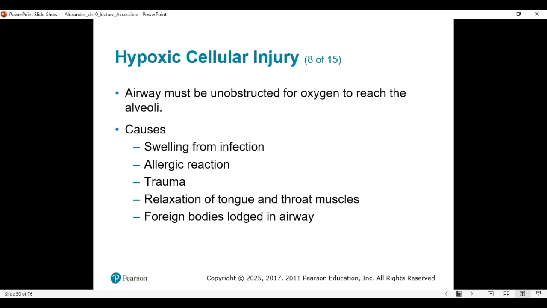The airway must be unobstructed for oxygen to reach the alveoli. What could cause obstruction? Swelling from an infection, allergic reaction, trauma, loss of muscle tone, which would cause the tongue to relax and the throat muscle to relax, or foreign body in the airway.